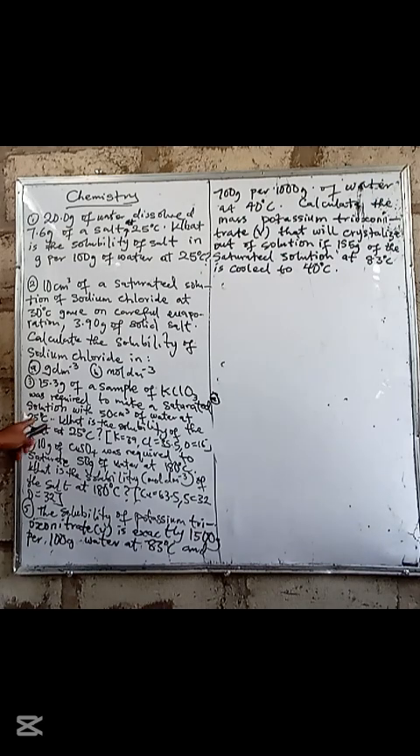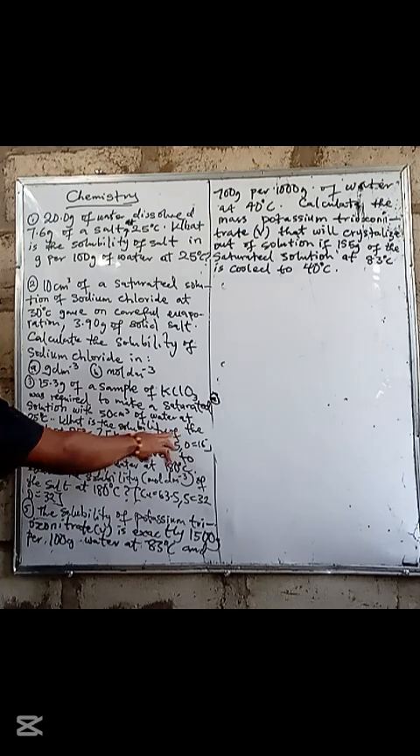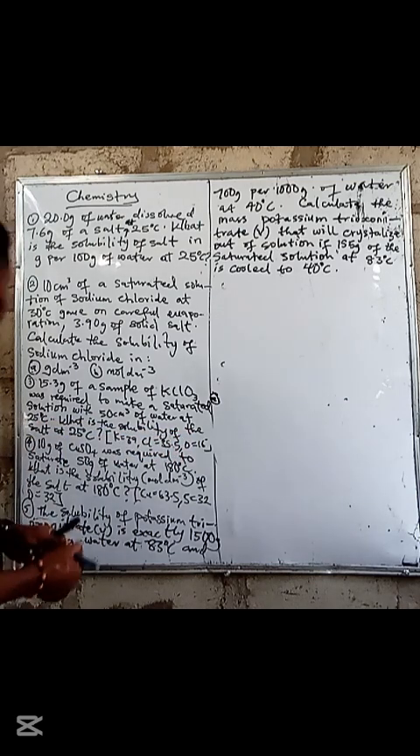So now I have 15.3 grams of a sample of potassium chlorate. It was required to make a saturated solution with 50 cm³ of water at 25 degrees Celsius. What is the solubility of the salt at 25 degrees Celsius?